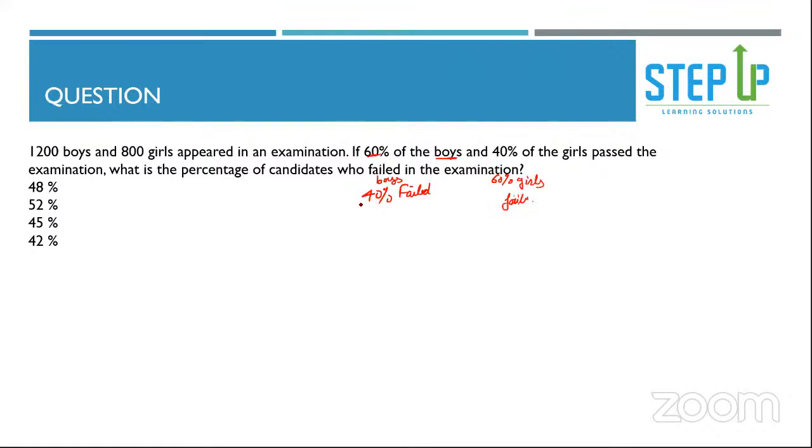Right. Now, 40% of boys will be what? 480. And 60% of girls, 60% of 800. 8 into 6 is 48, so this is again 480. So 480, 480, 960, right? 960 out of how many? Out of 2000. Your answer is what? 48%. Yes, many of you have answered. Wonderful. That's the answer, 48%.